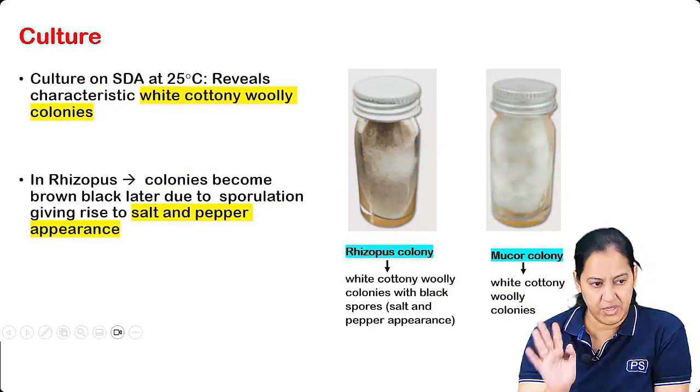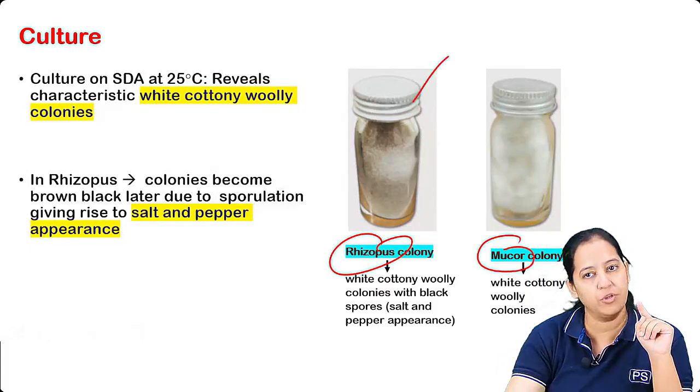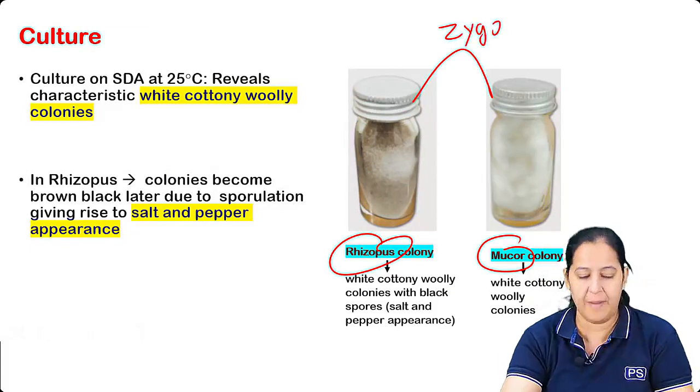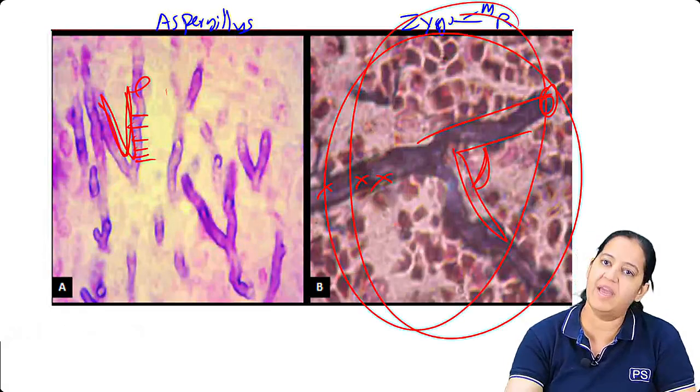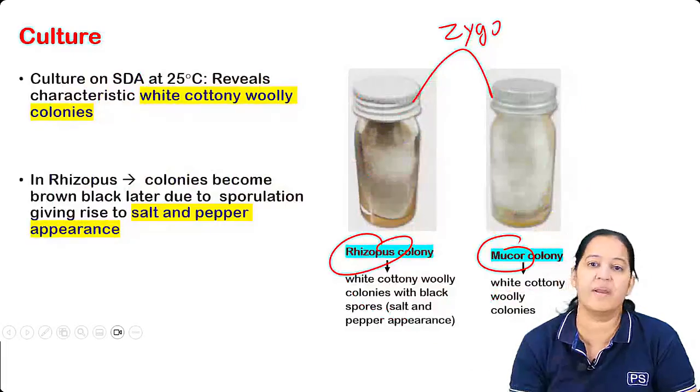Okay, culture you can learn. So you may ask, कि ma'am, how to differentiate rhizopus and mucor? Both of them are zygo. We got it. Both of them morphologically like this. Zygo भी यही है, mucor भी यही है. Microscopically, you cannot differentiate the two. But on culture, on SDA, you can differentiate.